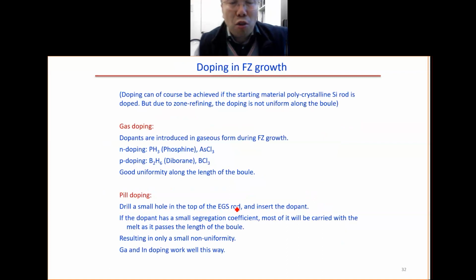So how to do the doping? Usually when we do the float zone, the FZ, we do not dope it. It is called intrinsic, because for the float zone we want high resistivity. If you want doping, it is doable by gas doping. We can use phosphine gas or diborane gas during the growth. Then the phosphorus and the boron will get into the silicon to become the dopant.